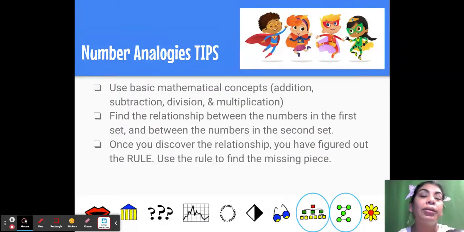The number analogies will see how well you can use the concepts of addition, subtraction, division, and multiplication to figure out relationships. In this one, I'm going to show you how you can find a relationship by looking at the first 2 items in a set. That's going to help you figure out the missing part. Okay, so I'll show you an example.